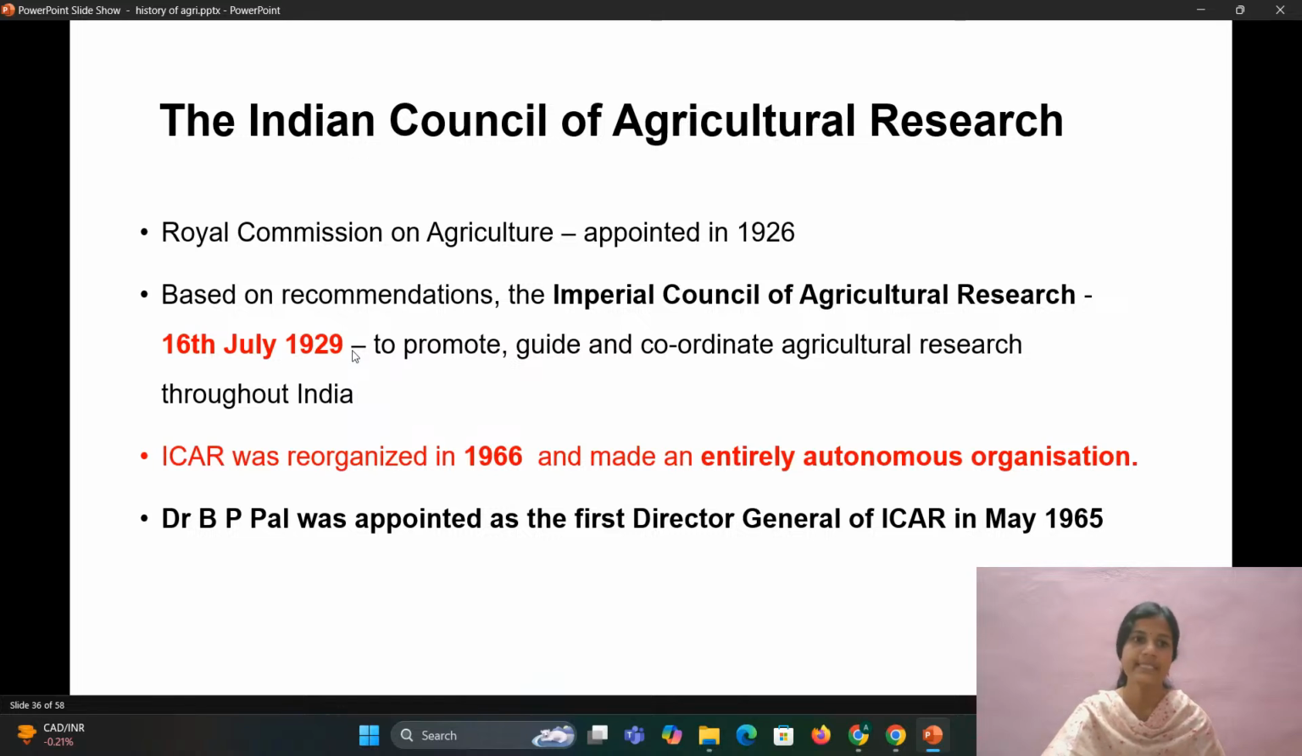So 16th July every year is celebrated as ICAR Day or ICAR Foundation Day. ICAR was established to promote, guide and coordinate agriculture research throughout India. And in 1966, that is after independence, ICAR was reorganized and made an entirely autonomous organization. Dr. B.P. Pal was appointed as the first Director General of ICAR in 1965.